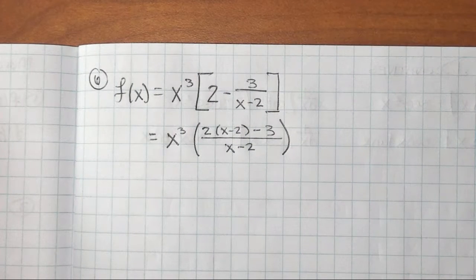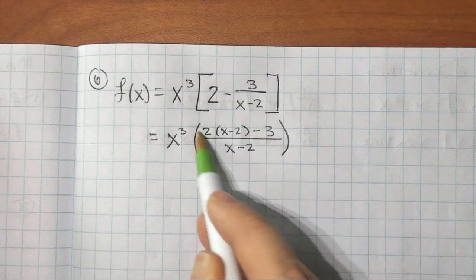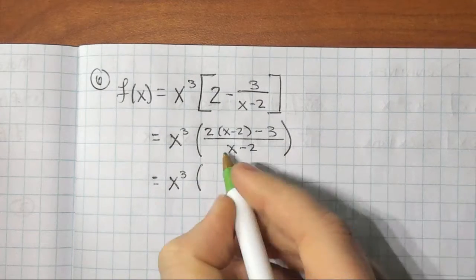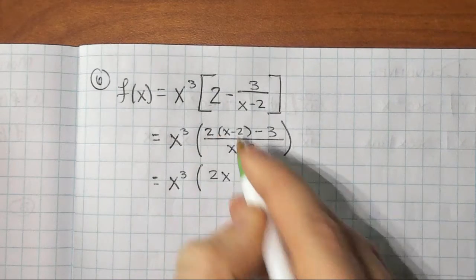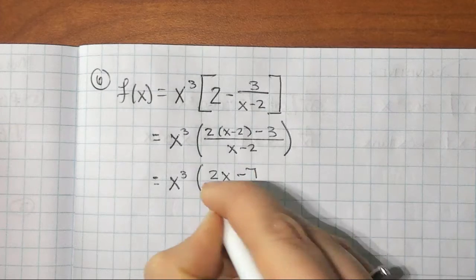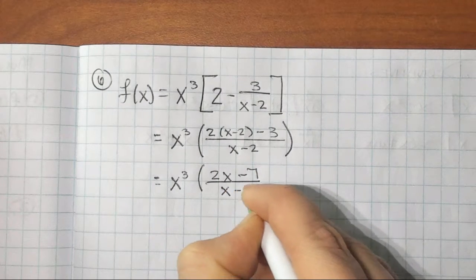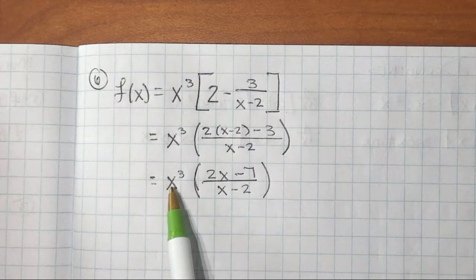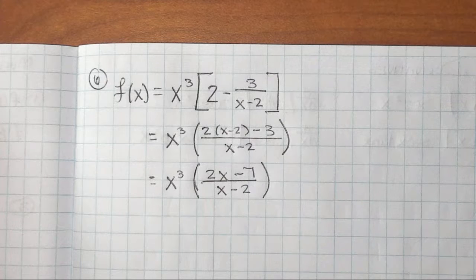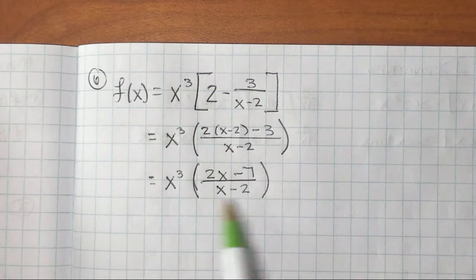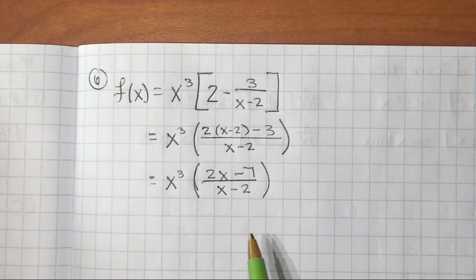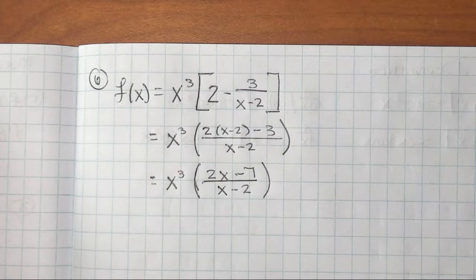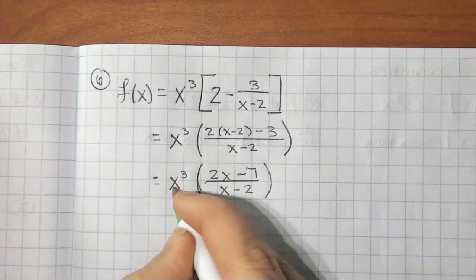Are we okay? Okay. Now I'm going to go through and simplify this numerator a little bit. So x cubed times 2x, 2 times negative 2 is negative 4, minus 3 is negative 7, all over x minus 2. Now guys, I could go and do a product rule right here, but notice this part has a quotient. So to make it a little bit easier on myself, I'm going to take this x cubed and distribute it to my numerator, because this is x cubed all over 1.